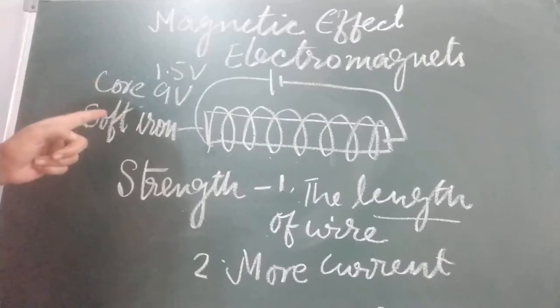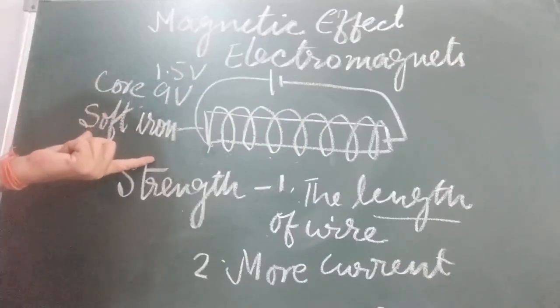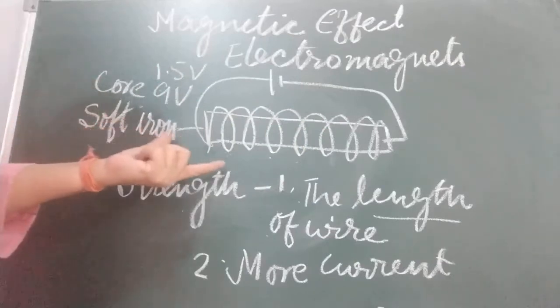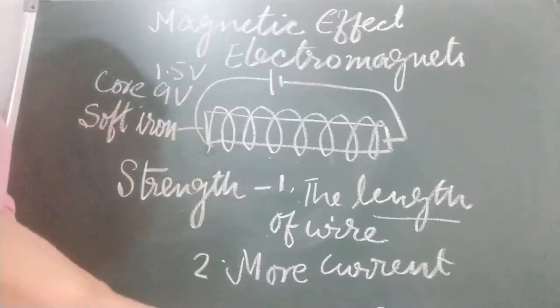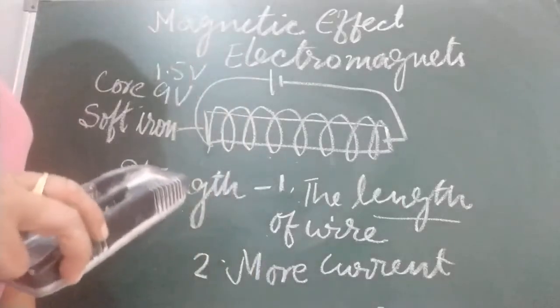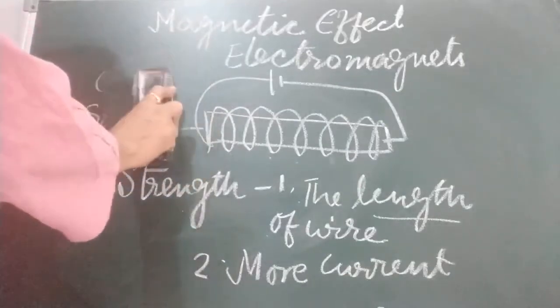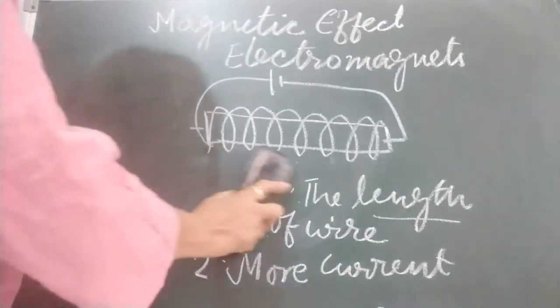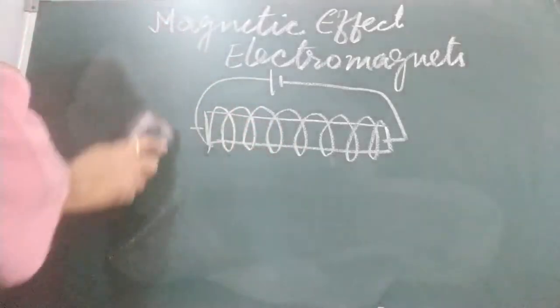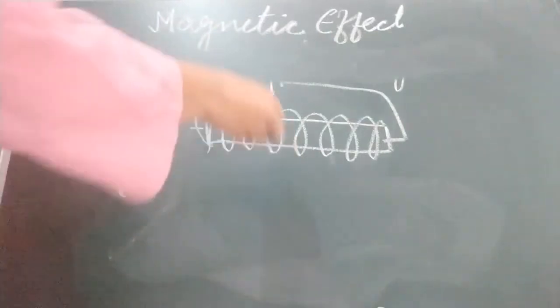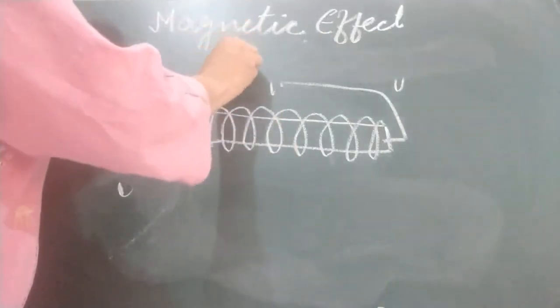A piece of soft iron in the core increases the strength of the electromagnet. Is this clear, children? Now, this is also called a solenoid. What is a solenoid? Now I am going to tell you about the solenoid. A solenoid is an electromagnet.